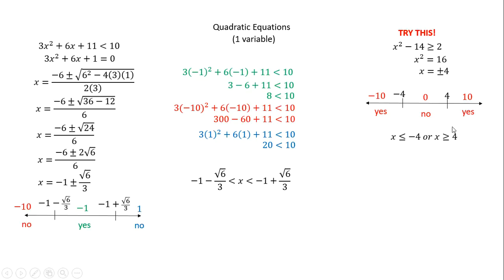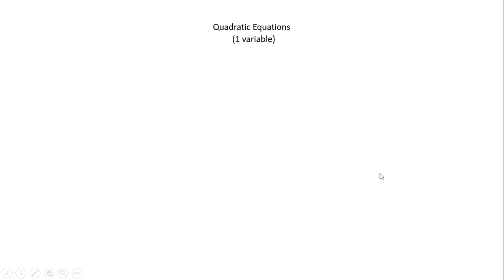Notice when it's on the outsides like this, we don't write it as one inequality like we did when it was on the inside. All right, let's try one more. So try this one. X squared minus 4x minus 5 is less than or equal to 9. Go ahead and see what you can do on that one, and then push pause, push play when you think you have it.